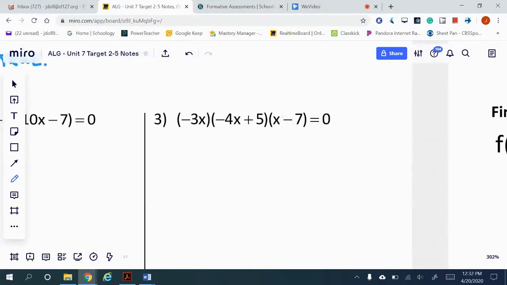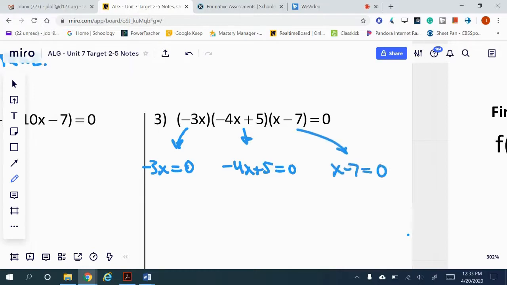But this can work with any number of factors. As long as the expression is fully factored, written all as factors equal to 0, we can use the zero product property. So in this equation, there are actually 3 different solutions. There are 3 different values of x which will make this equation true, which will make the left-hand side the same as the right-hand side. So we have a world line where negative 3x is equal to 0, and the equation is true. We have a world line where negative 4x plus 5 is equal to 0, and the equation is true. And we have a world line where x minus 7 is equal to 0, and the equation is true.